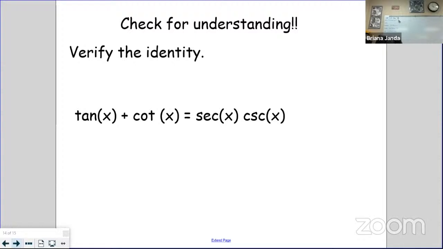Tangent x plus cotangent x equals secant x cosecant x. If the side you pick to work with does not lead you somewhere that seems to be easy to go, try a different side. So what I did is I took my numerator and I split it into the two terms, both over the common denominator of cosine of x.